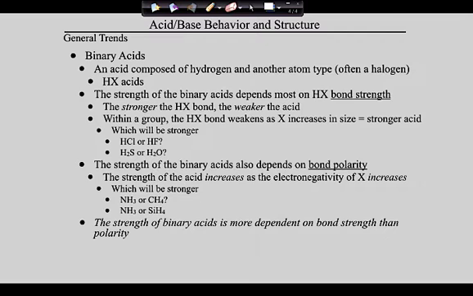Okay, so we are now done with binary acids. You guys comfortable with that last sentence? You guys good? Okay, so now we're gonna shift gears. We're going here. Oxy acids.